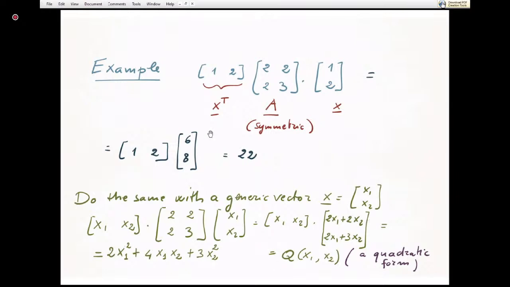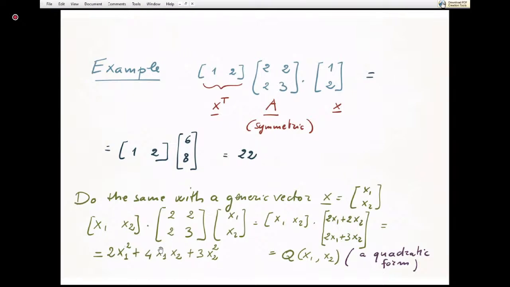So look at the result. There is a pure term in x1, a pure term in x2, both squared, and a mixed term in x1, x2. Look at the coefficients. The pure term in x1 has 2 as the coefficient. You can see the coefficient in the matrix, 2 here. x1 squared means position 1, 1, okay? 2 is here. x2 squared means position 2, 2, and 3 is here.